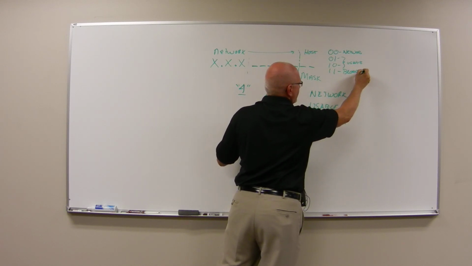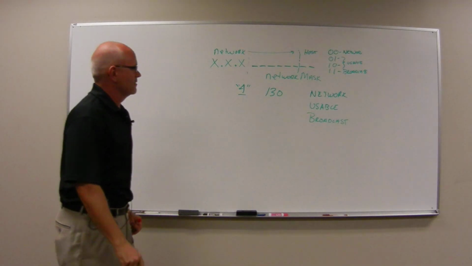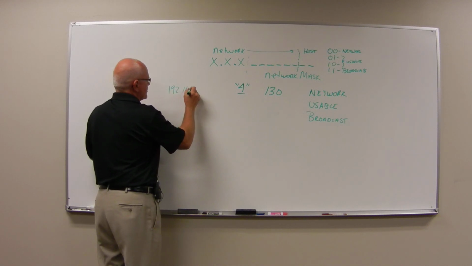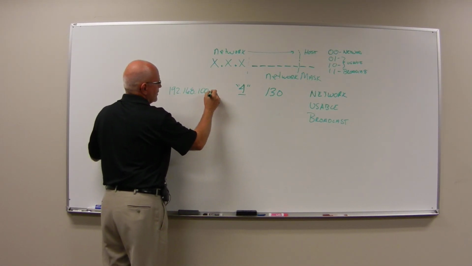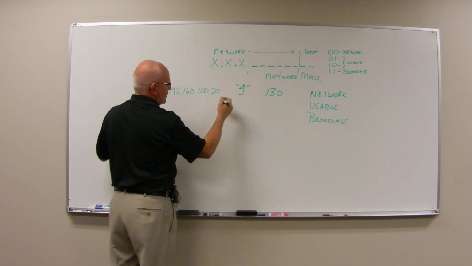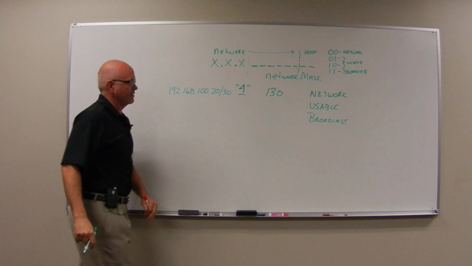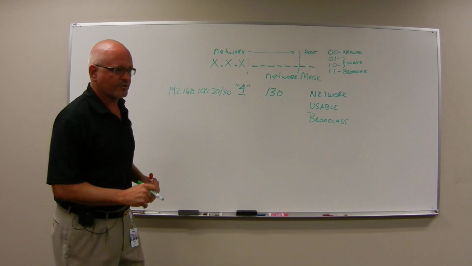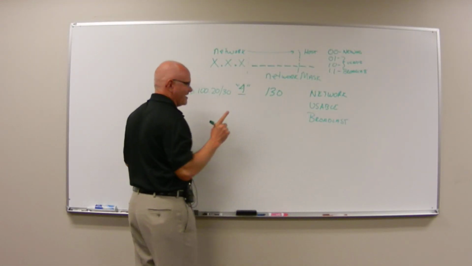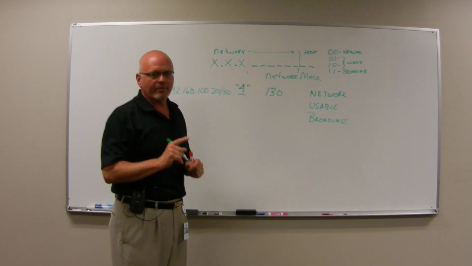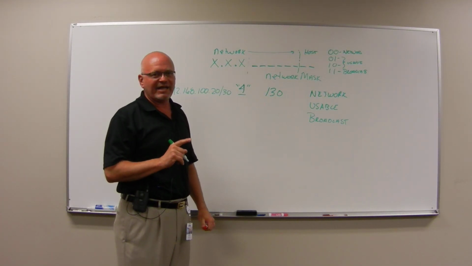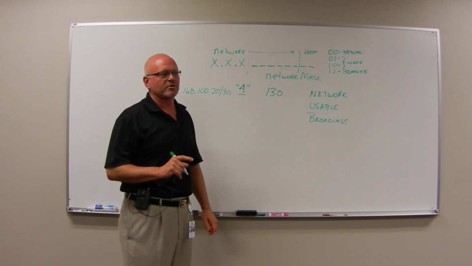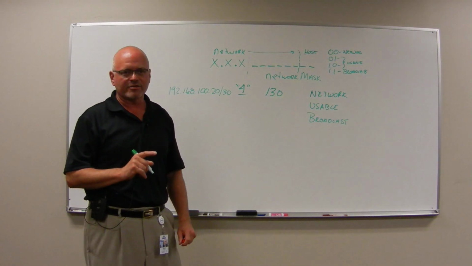Now, we haven't actually given this an IP address. Let's do that. Let's use the address of 192.168.100.20. And it's going to be on a /30 network mask. And my question is, is that a network, a usable, or a broadcast? Well, using our magic number, and here's the key to the magic number: the network address will always be evenly divisible by the magic number.